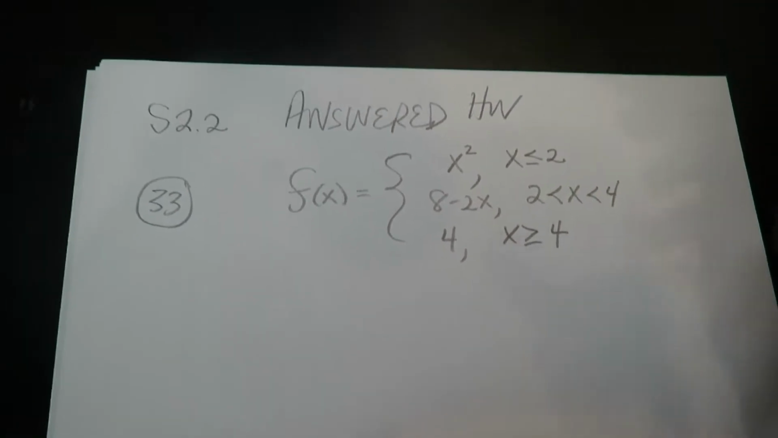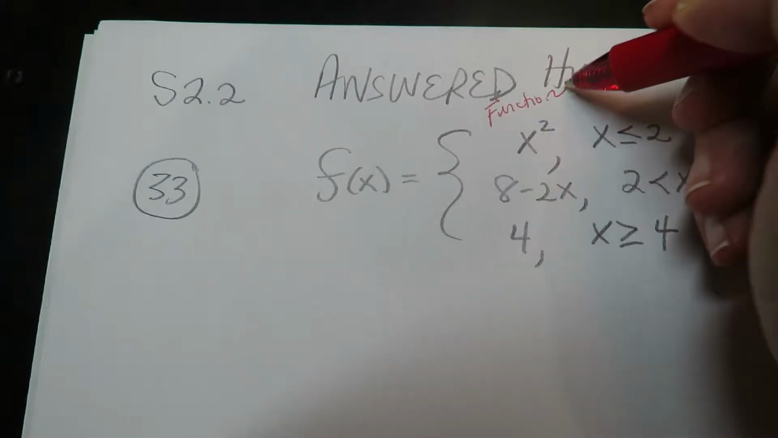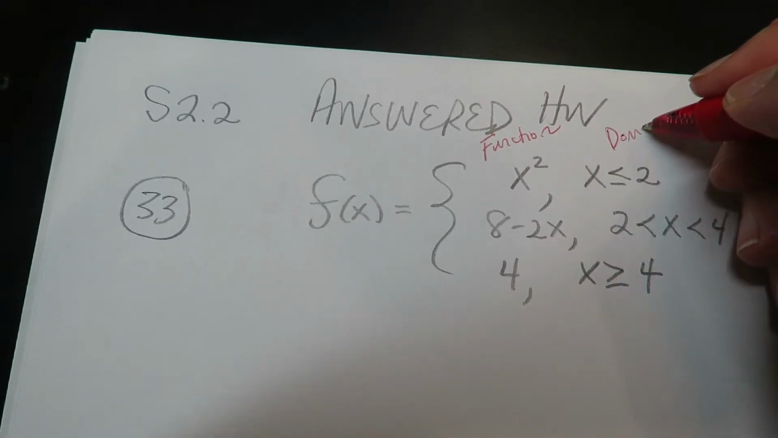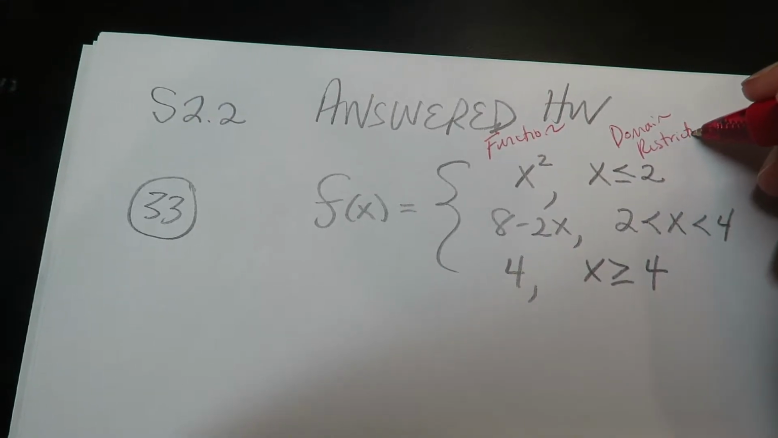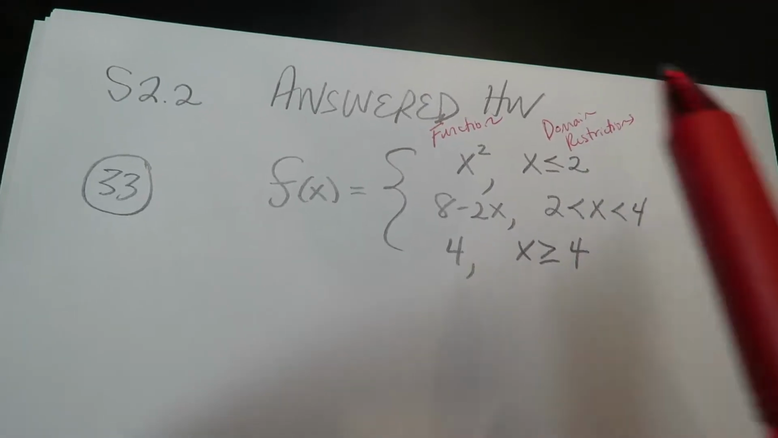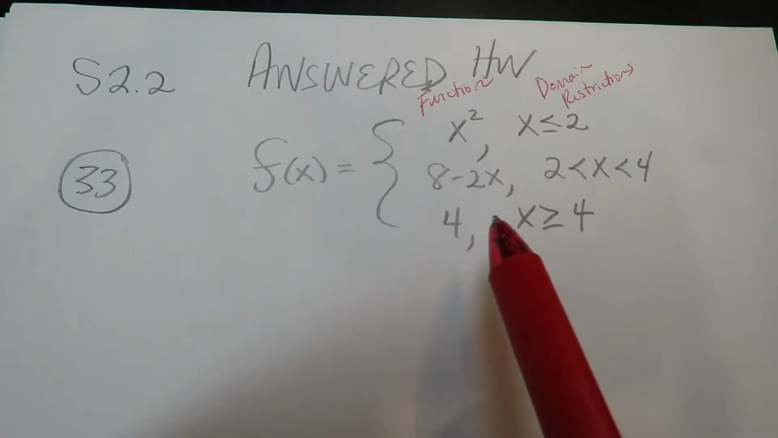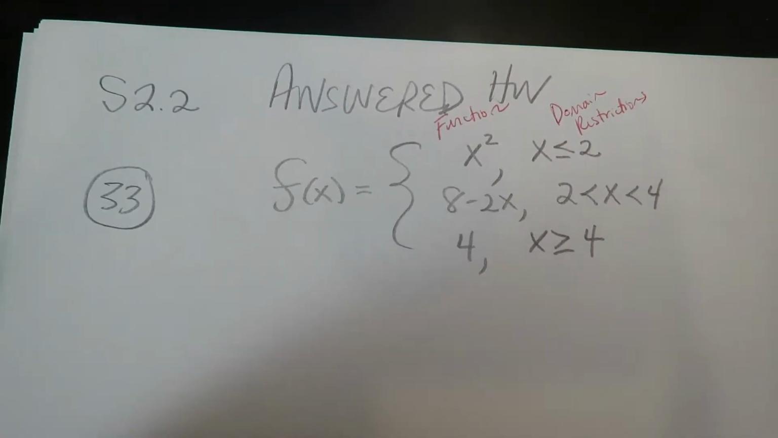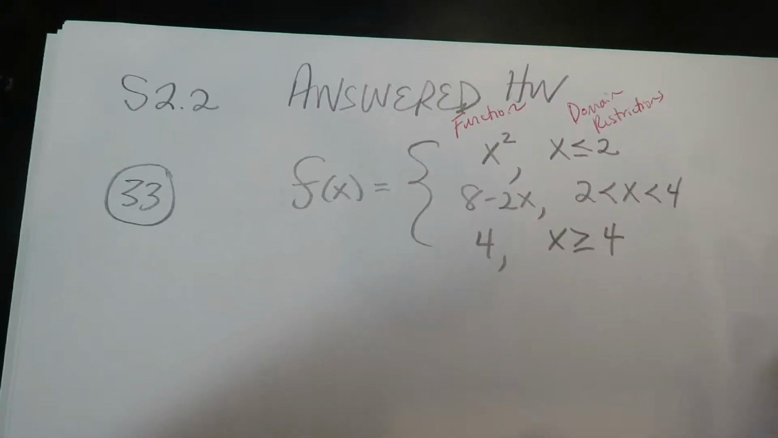If you recall, the functions are in this column and the domain restrictions are in this column. Okay, so for this particular case, there are three functions that are cut and pasted together to make a new function. So I'm just going to start by rough sketching these functions.